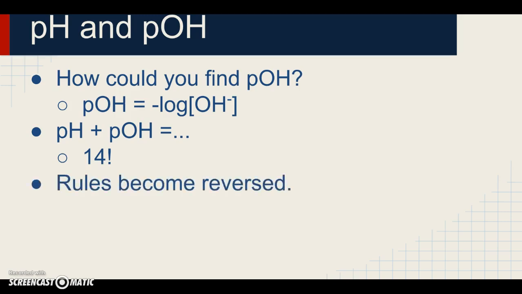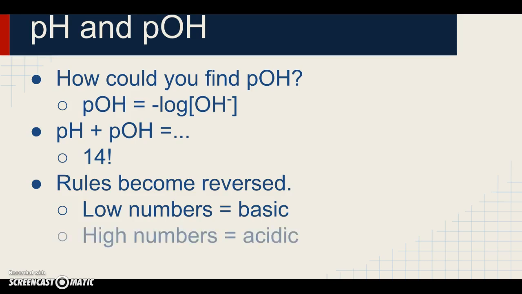This is going to become a very simple way to convert between hydrogen ion concentration and hydroxide ion concentration. The rules here will become reversed. In the pOH scale, the low numbers are basic, not acidic, and the high numbers are acidic, not basic. We won't use pOH as often as pH, but it will provide an easy way to go from one to the other if you need to do that.